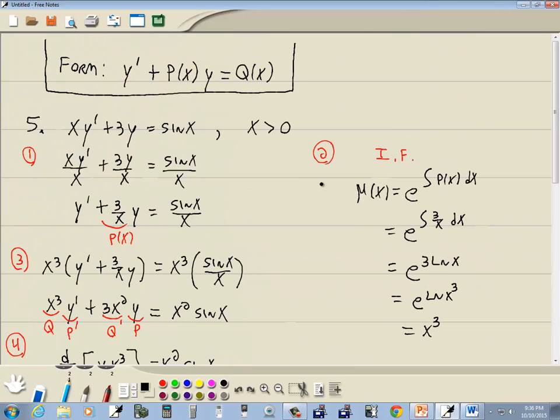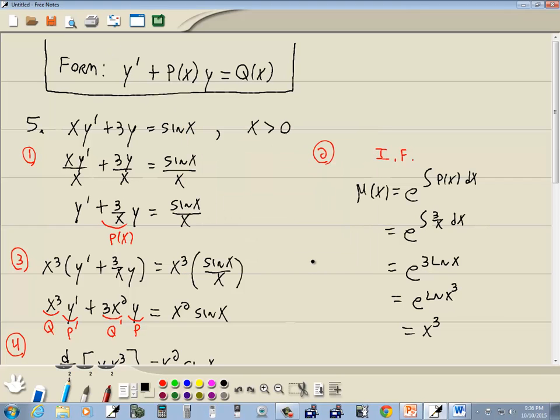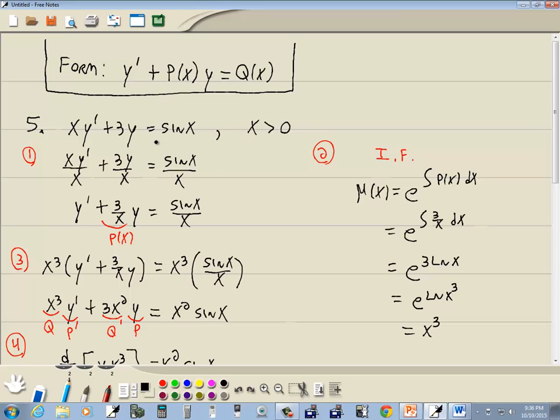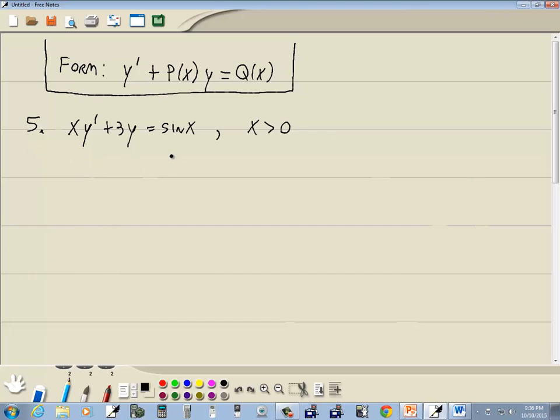Let me save that. I guess that's problem number 5, wasn't it? So that'd be page 5. And let me clean this off. You see, I obviously have a very exciting life doing differential equations on a Saturday night.